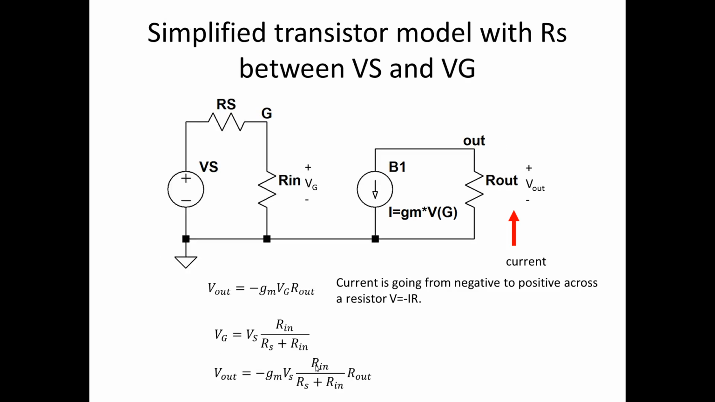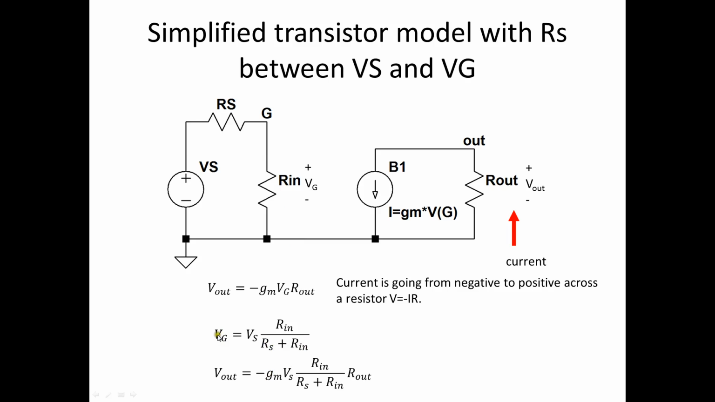Now, usually there is a series resistance with each voltage source. In this case, we need to take care of it. So same as before, V out equals minus GM VG R out. In this case, though, VG is no longer equal to VS. There's in fact a voltage divider between RS and Rn. So while the V out equation remains the same, VG happens to be the source voltage times Rn divided by the sum of them, which is the voltage divider relationship.